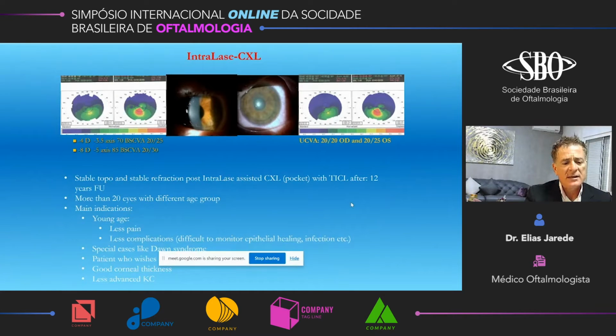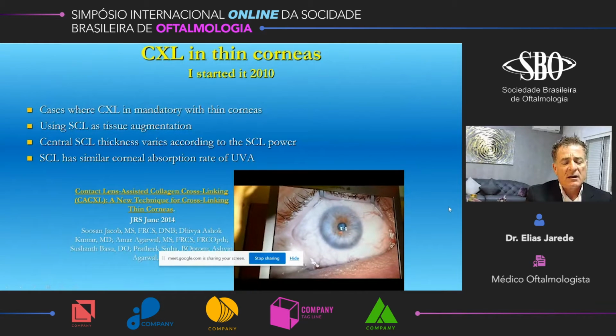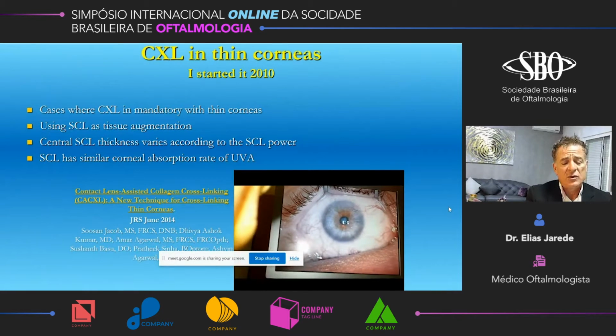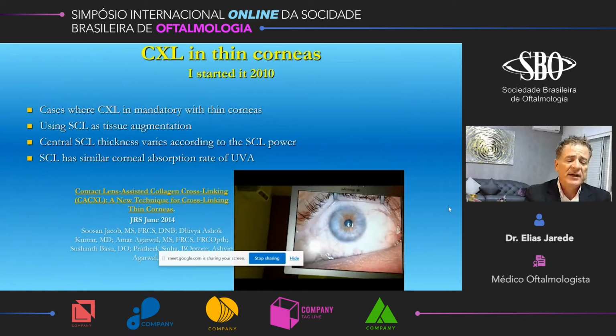Here showing a case of pocket cross-linking with delineation of the pocket, where we prepare the patient for ICL in keratoconus. Another cross-linking we use is in thin cornea. Sometimes with thin cornea and advanced keratoconus, we have no other alternative but to do cross-linking because of high vascularization of the cornea, which makes the graft very risky.